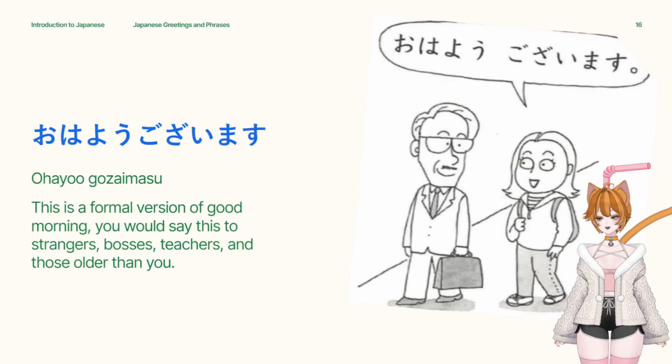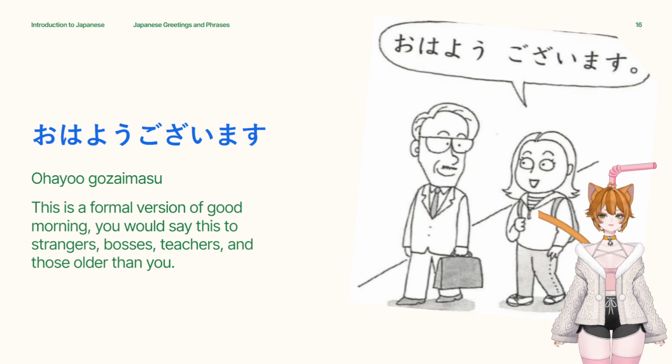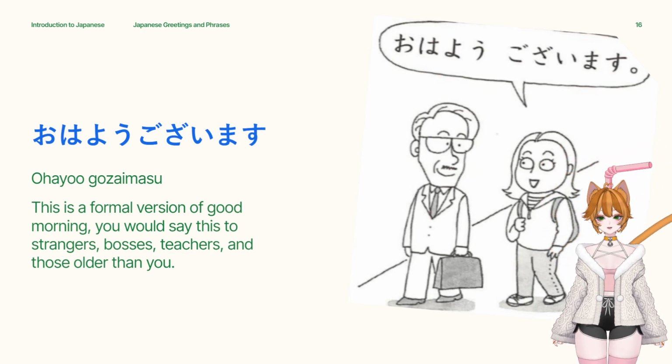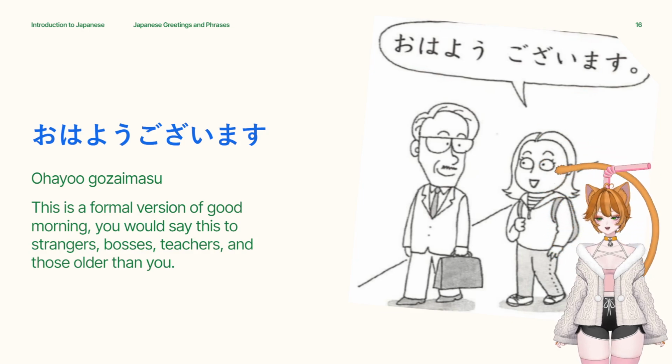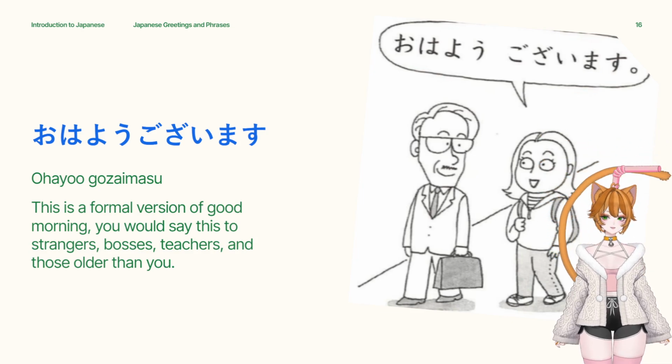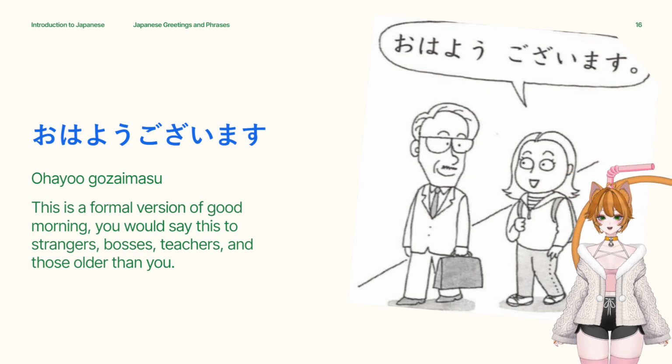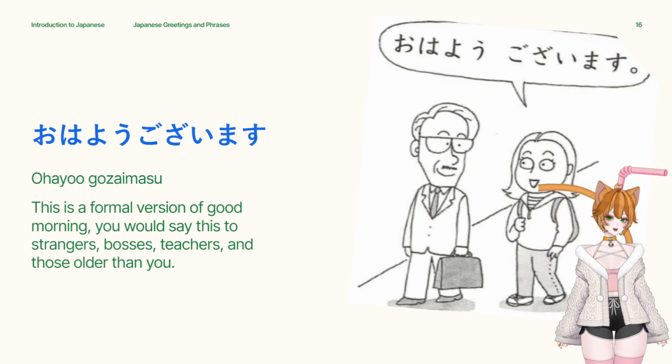Our next one is what we would use in formal settings for good morning. Ohayou gozaimasu. Ohayou gozaimasu is a formal version of good morning. You would say this to strangers, teachers, bosses, and your elders. That's going to be a very common theme: strangers, bosses, teachers, and elders receive the more formal version of what you are saying. So, ohayou gozaimasu.